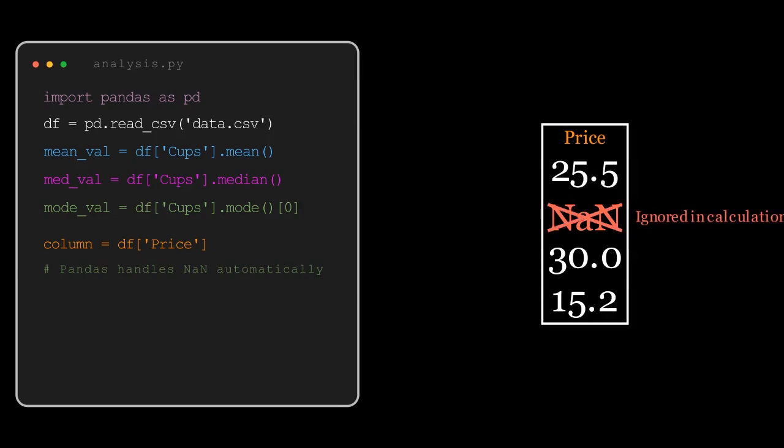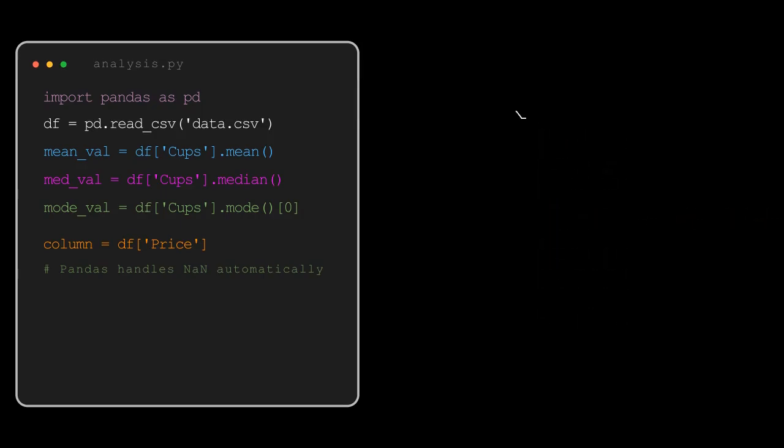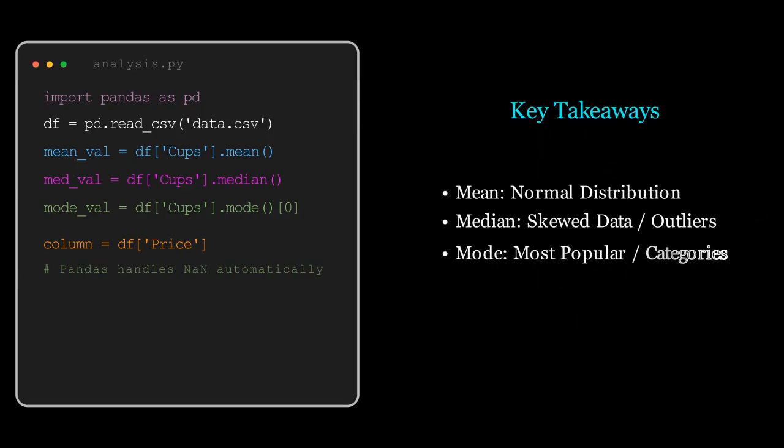Let's look at a practical coding example. To perform these operations, you first import Pandas as pd. You load your data, then select a specific column, let's say price, and apply the functions. Pandas handles missing values, NaN, automatically by excluding them from the calculation, ensuring your analysis remains accurate without manual cleaning.